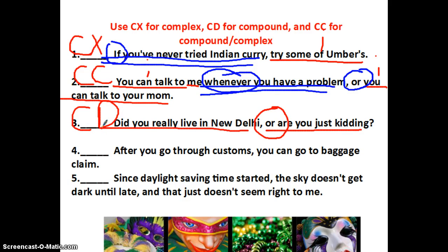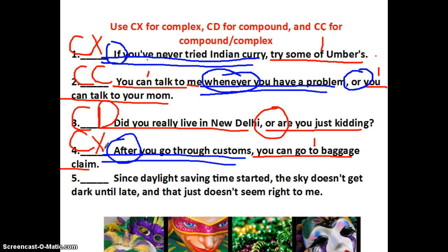My next sentence. You guessed it, we're going to look for AWUBIS words first. I found one: after. That tells me I'm going to have a dependent clause. I'm going to double underline that. And then I'm going to see what I have left. "You can go to baggage claim." Well, can that stand alone? Yes. So I'm going to underline it and label it independent. So if I've got one independent and one dependent, looking at my family's chart, I'm going to have a complex sentence.